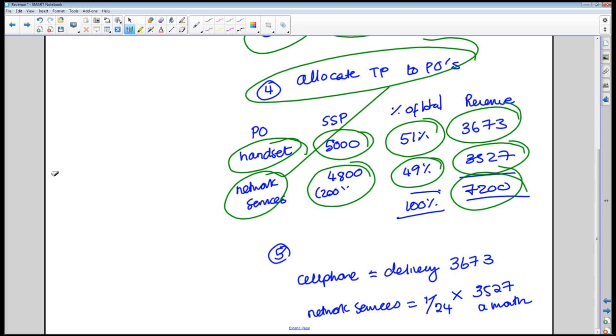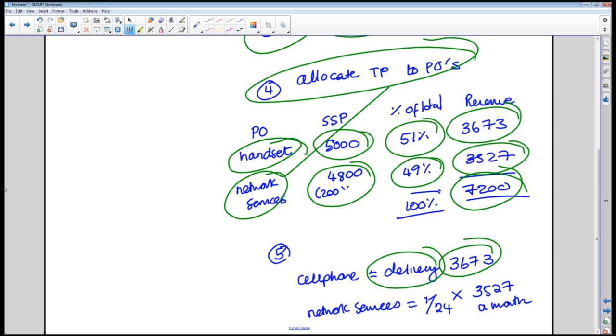The fifth step is then recognizing revenue when or as the performance obligations are satisfied. So with the cell phone, when do you actually satisfy that performance obligation? You satisfy it on delivery. Once you deliver the cell phone to the customer, they now have control over the cell phone. You've actually satisfied that performance obligation. This is an example of a performance obligation being satisfied at a point in time. At that point in time, where delivery takes place and control is transferred, you recognize revenue of 3,673.